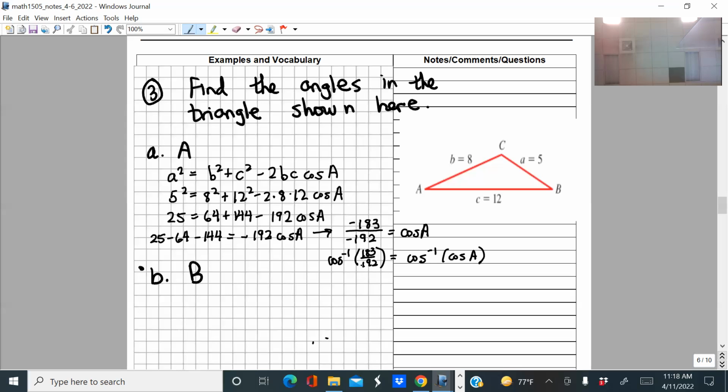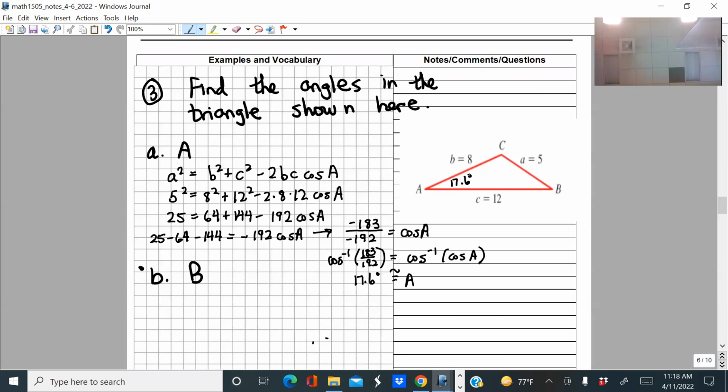That's what I get. So my calculator says A is about 17.6 degrees. That picture doesn't look very accurate, does it?